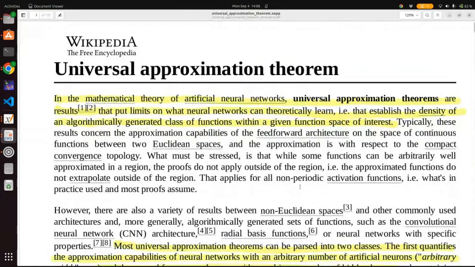So, universal approximation theorems are results that put limits on what neural networks can theoretically learn. In particular, they establish the density of a class of functions generated by an algorithm. A neural network is an algorithm, if you think this way.